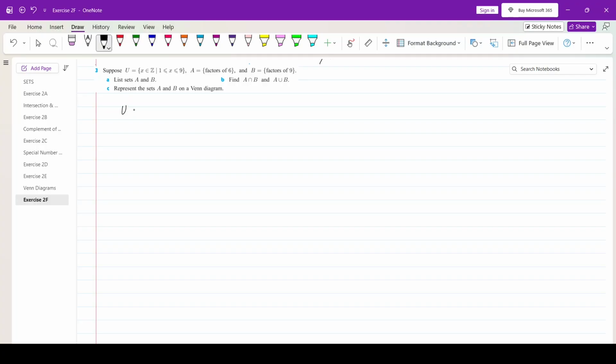Suppose U, that is universal set, is a set of all integers between 1 and 9. That is going to be 1, 2, 3, 4, 5, 6, 7, 8 and 9.